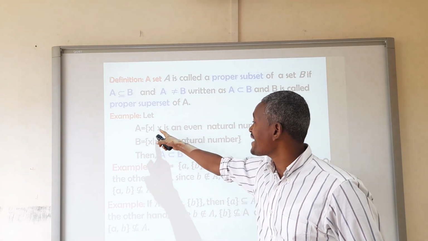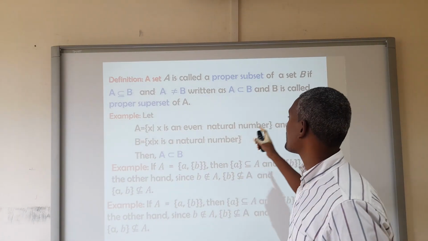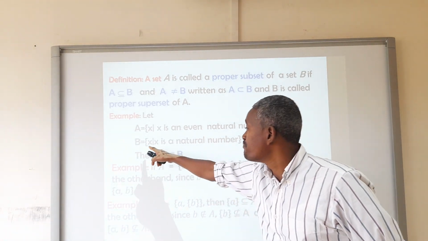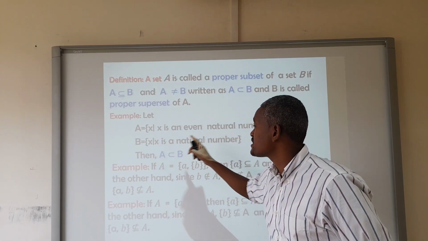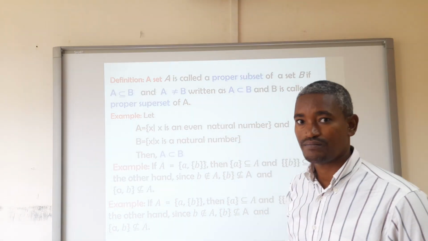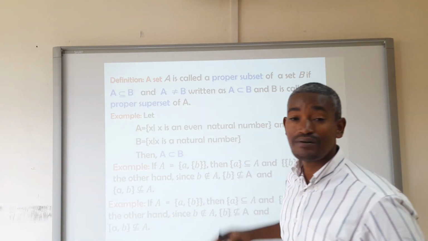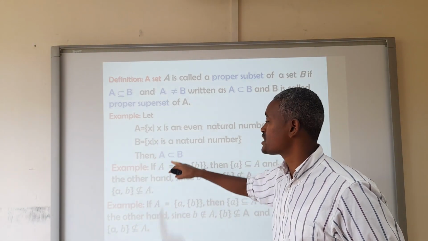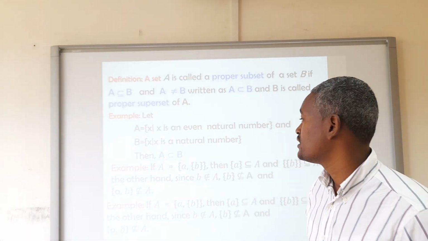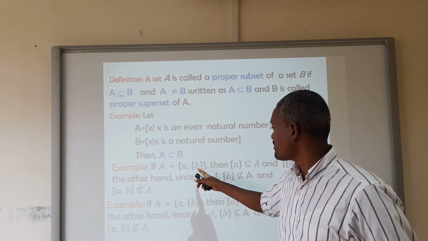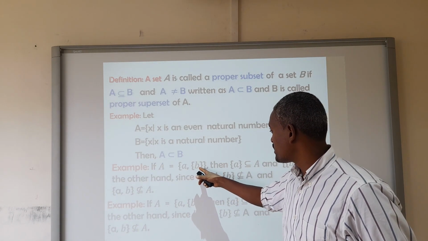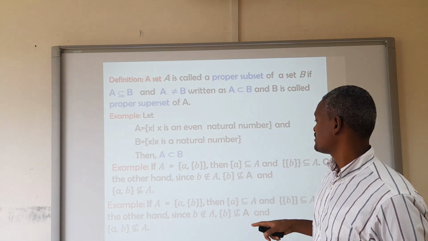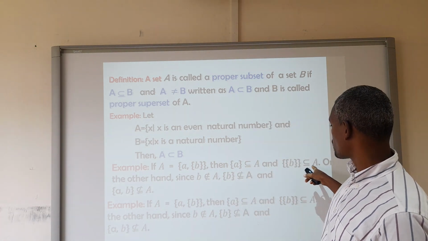For example, set A is the set of x such that x is an even natural number, and set B is the set of x such that x is a natural number. Clearly, the even natural numbers are included in the set of natural numbers, so set A is a proper subset of set B. Another one, if A is a subset of B and B is a subset of A, then A and B are equal.